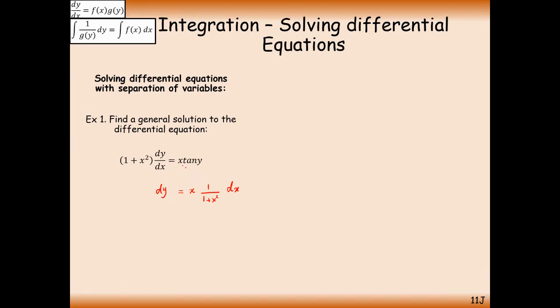And that means that this tan of y will have to disappear from the right side and appear on the left. The only way we can do that is by dividing by tan of y. Dividing by tan of y will give us cotan of y. Cotan of y will have to be integrated with respect to y, and x over 1 plus x squared will have to be integrated with respect to x.